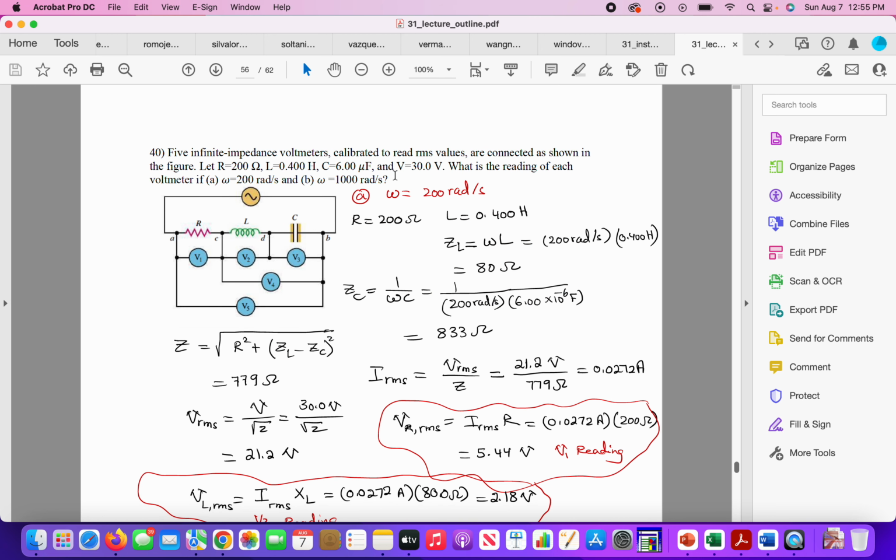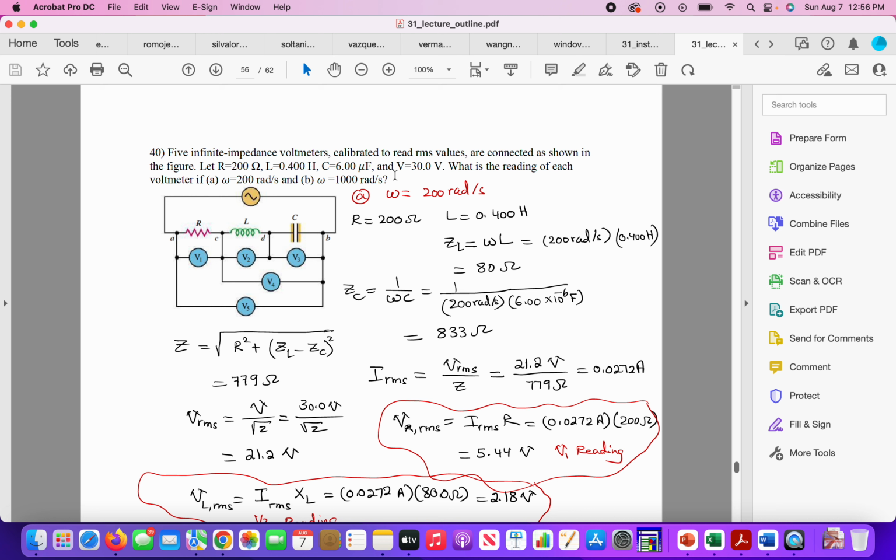This one is also similar to all the ideas that I have presented so far, but it shows you a circuit where you look at the readings of different voltmeters. Here I have 3 voltmeters, V1, V2, V3, reading the voltage across R, L, and C. V4 is measuring between L and C, and V5 is measuring the overall voltage.